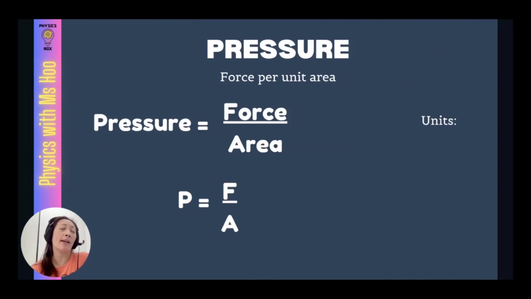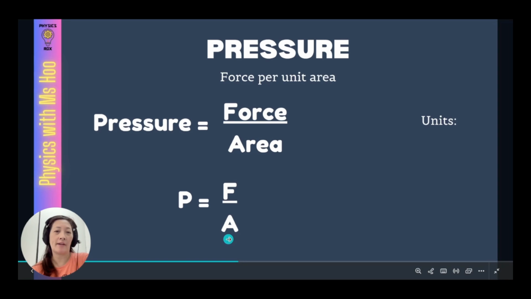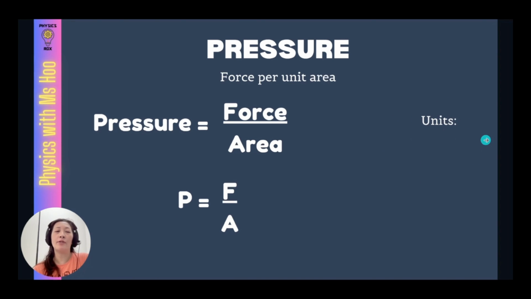So pressure is quite essentially force per unit area. The formula for pressure is force divided by area. We can write this in symbol form where P is pressure, F is force, and A is area. So you can just write P equals F over A. Now let's talk about the units for pressure. The SI unit for pressure is Pascal, typically written as Pa as the short form. The full name, I'll write it over here as Pascal.